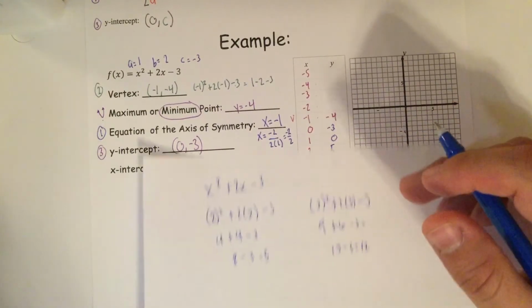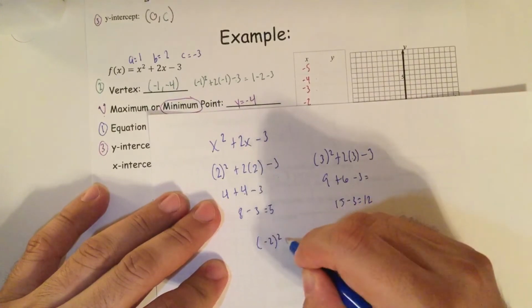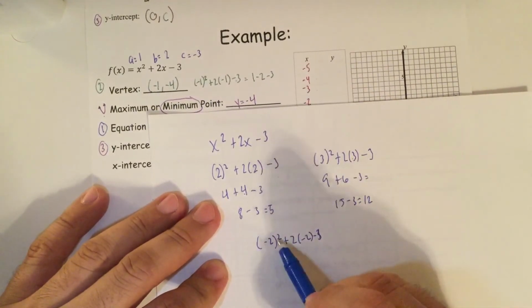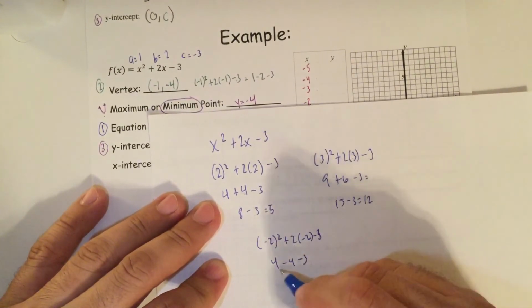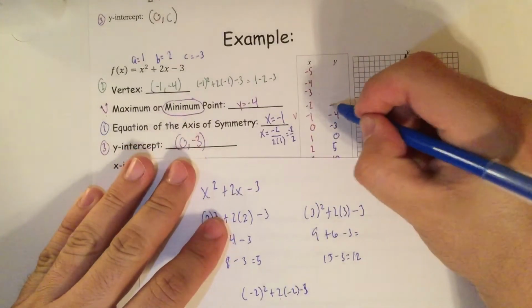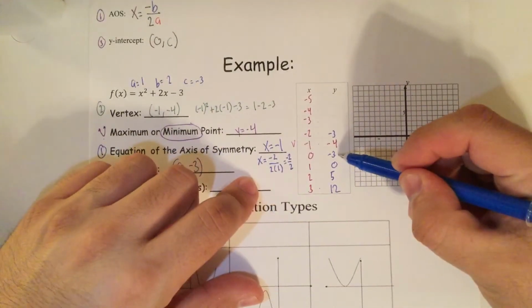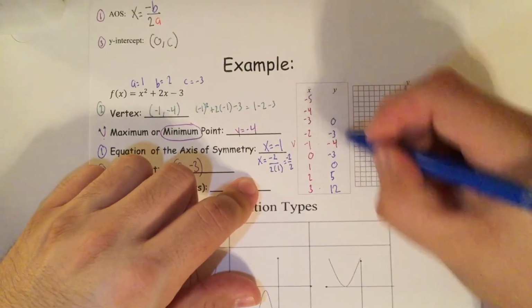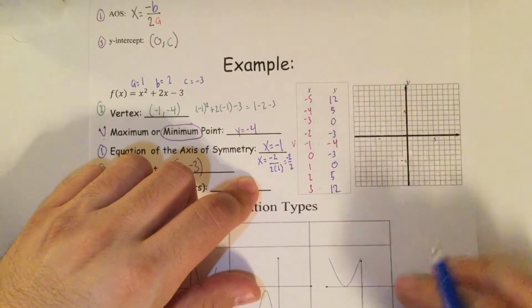Now I'm going to show you one last thing here with this negative 2 value. So if I were to do negative 2 squared plus 2 times negative 2 minus 3, so negative 2 squared is 4. 2 times negative 2 is negative 4, minus 3. So 4 minus 4 is 0, minus 3, which is negative 3. So hopefully you see the connection here. Like I told you, the vertex splits it in half. So this was negative 3, this was negative 3. They're the same value. So therefore, if this is 0, then this will be 0. If this is 5, this will be 5. If this is 12, this will be 12. Okay?